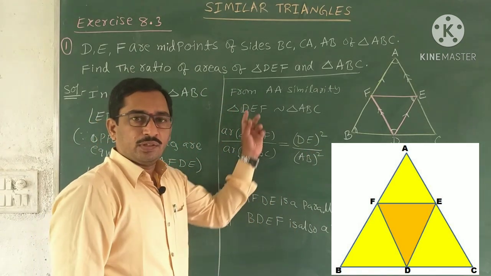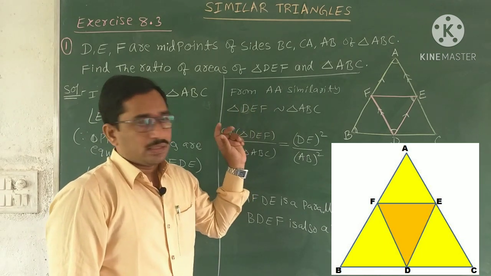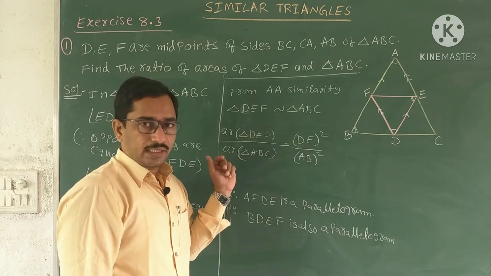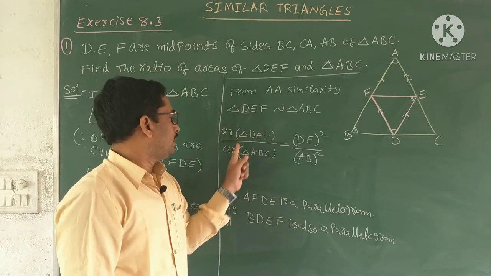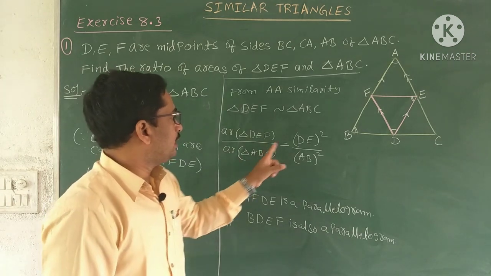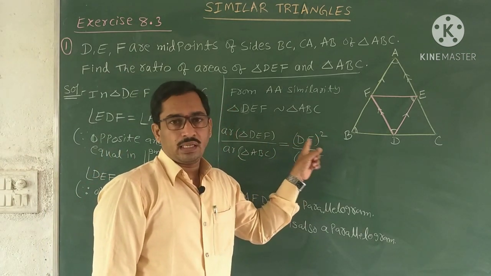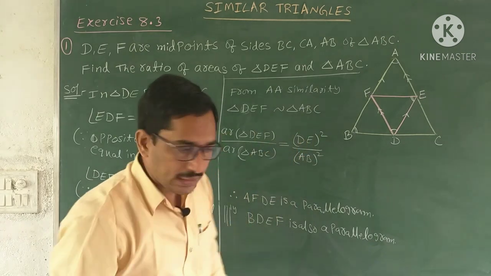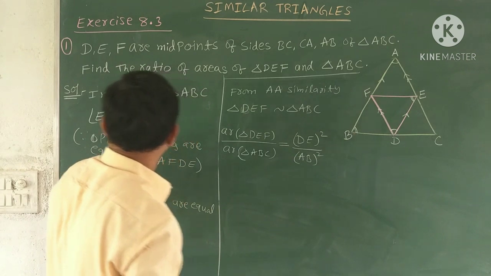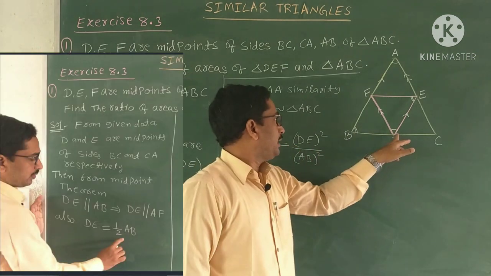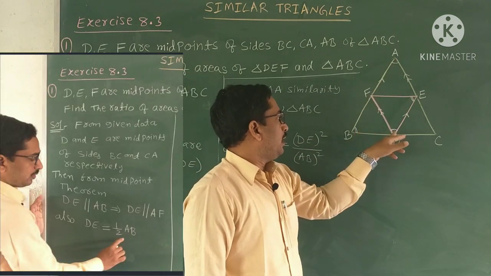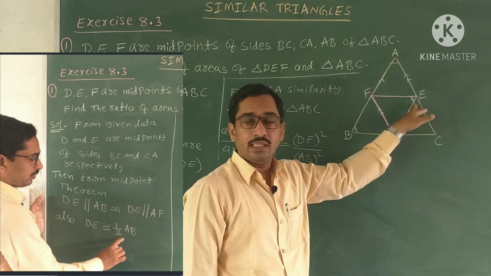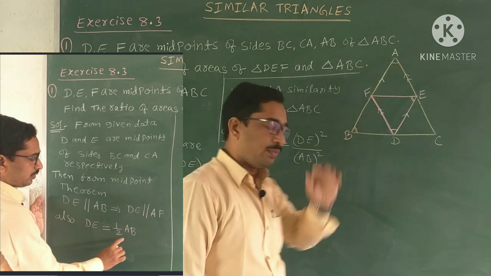See once again, if the two triangles are similar, then we can compare the ratios of the areas: area of triangle DEF by area of triangle ABC equals the ratio of the squares of their corresponding sides. So, DE whole square by AB whole square. But what is DE? We already saw at the beginning of the problem, DE is parallel to AB and the length of DE is equal to half of the length of AB, from the midpoint theorem.